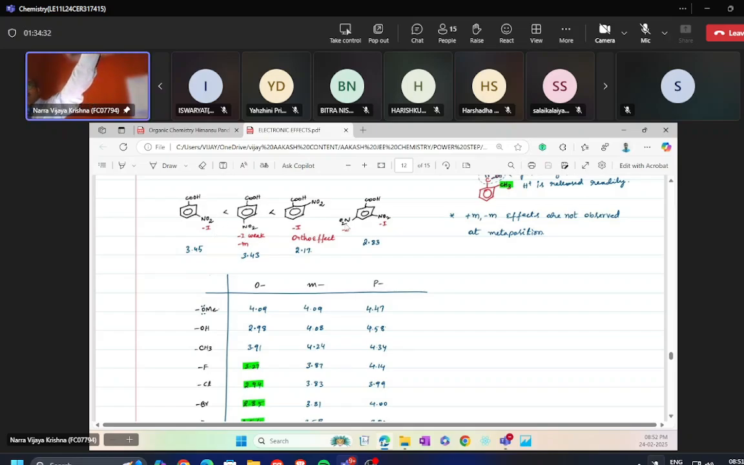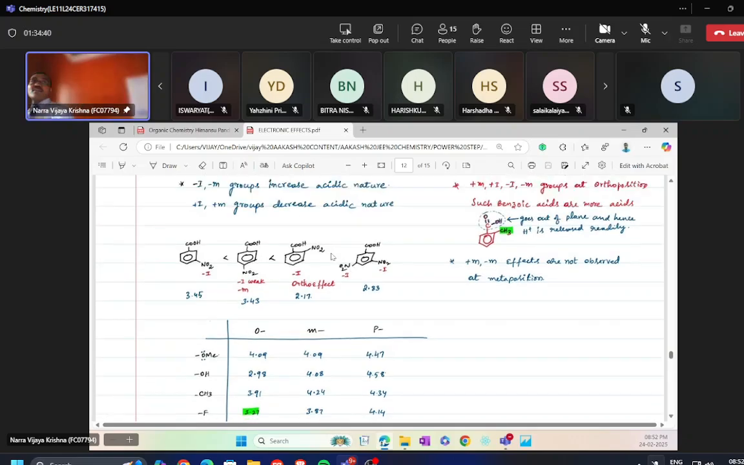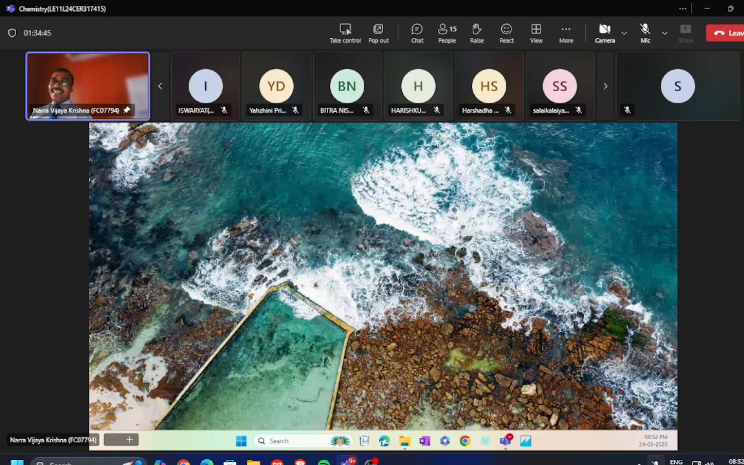Here also, we discussed the same thing or not? Why is the fourth one most acidic? Why does the fourth one become more acidic? The more the number of -I, -M groups, the more the acidic nature. So Ka increases, pKa decreases.